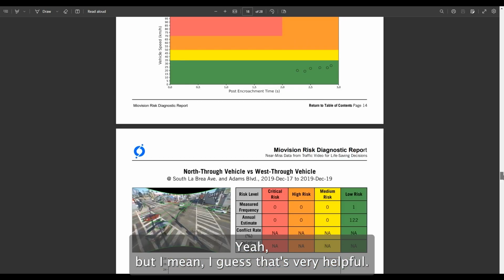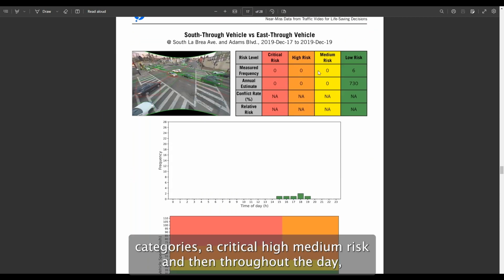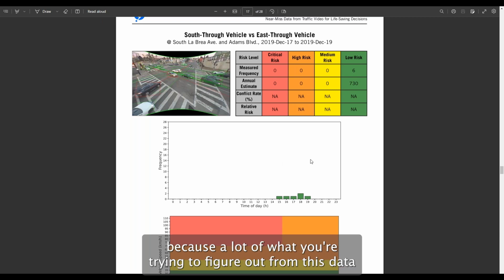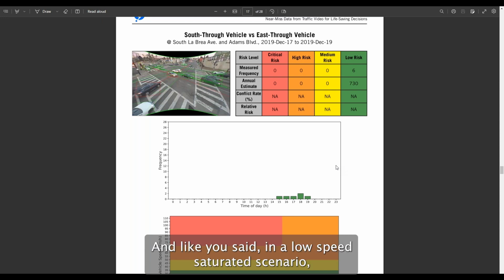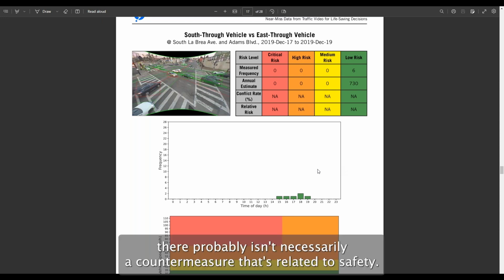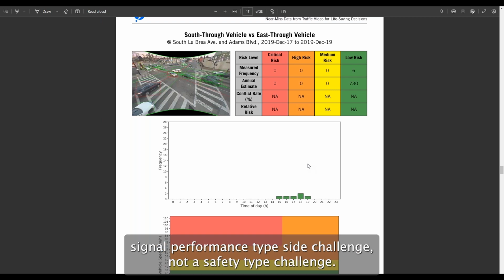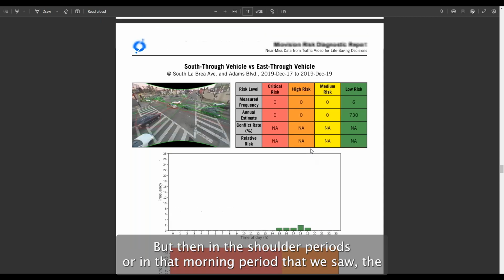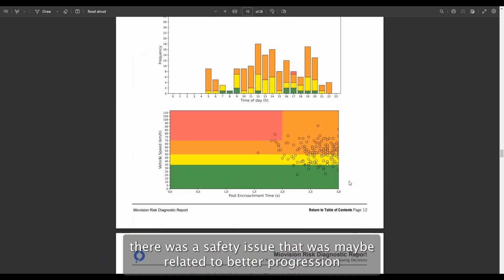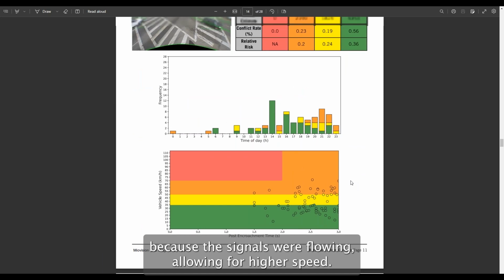But I guess that's a very helpful way to look at it, because you categorize it as critical, high, and medium risk, and then throughout the day, because a lot of what you're trying to figure out from this data is what will be my countermeasure. And like you said, in a low speed saturated scenario, there probably isn't necessarily a countermeasure that's related to safety. Maybe you're actually trying to tackle progression, which is more of a signal performance type challenge, not a safety type challenge. But then in the shoulder periods, or in that morning period that we saw, there was a safety issue that was maybe related to better progression because the signals were flowing, allowing for higher speed.